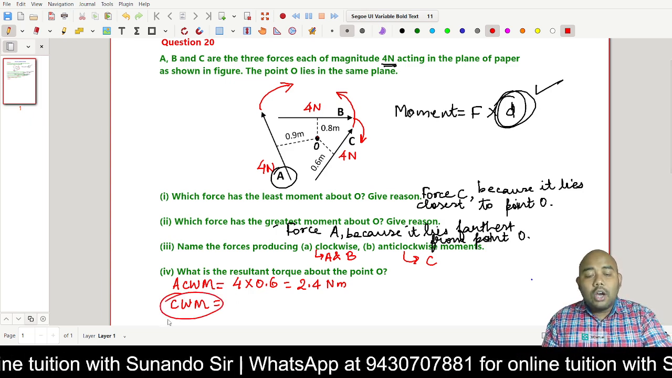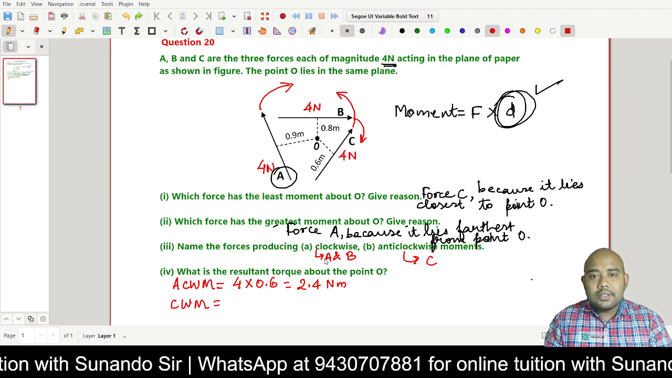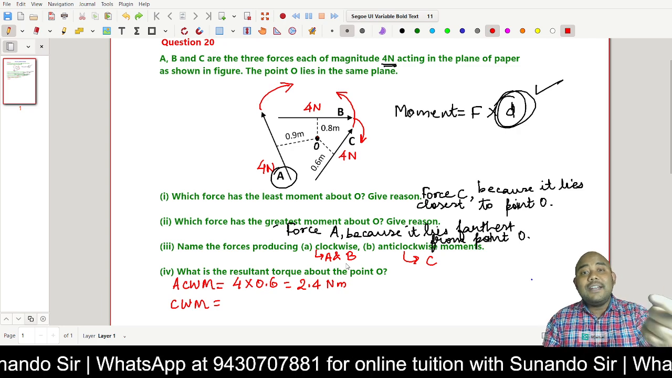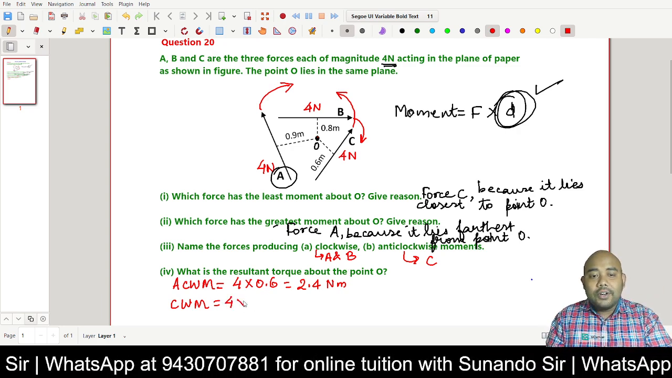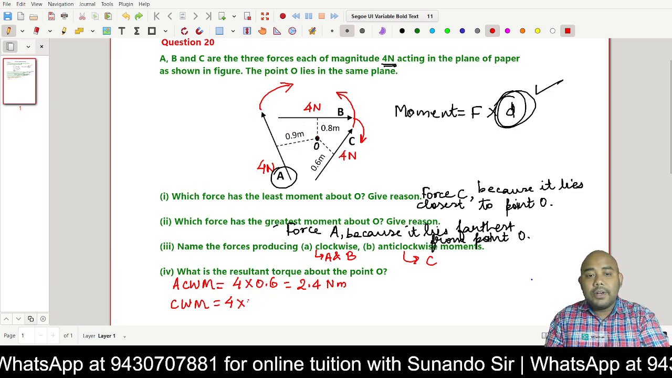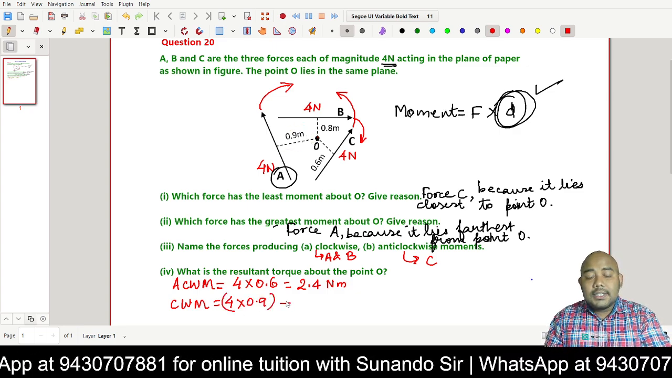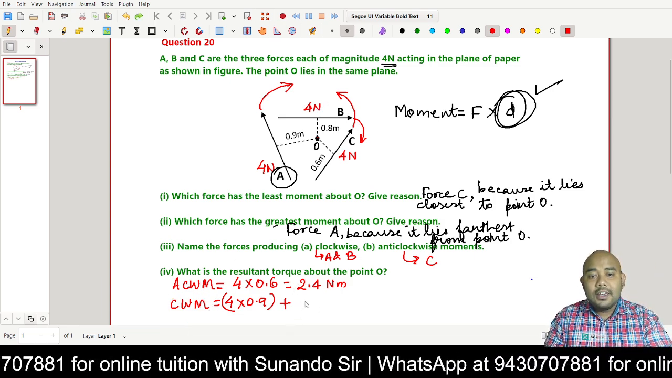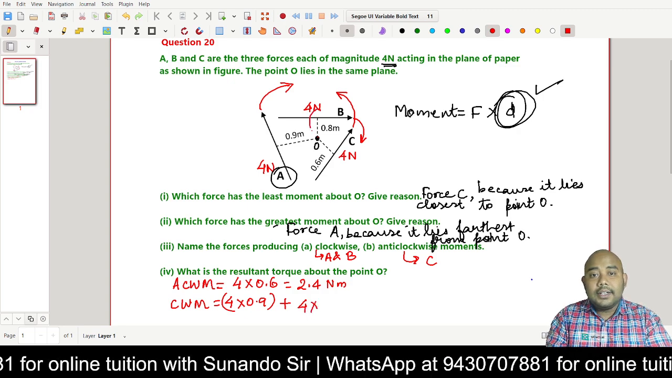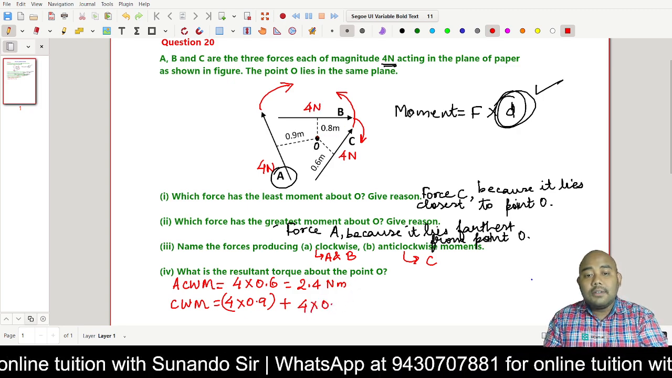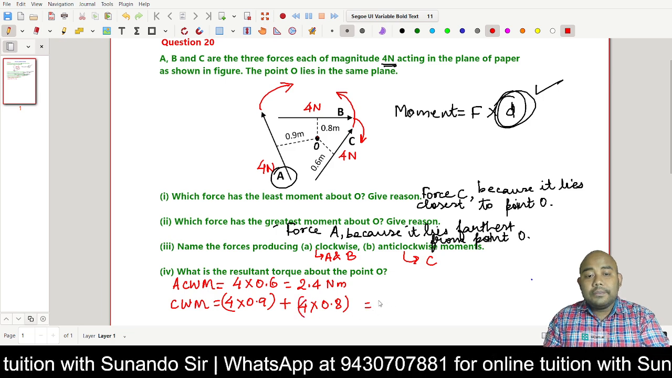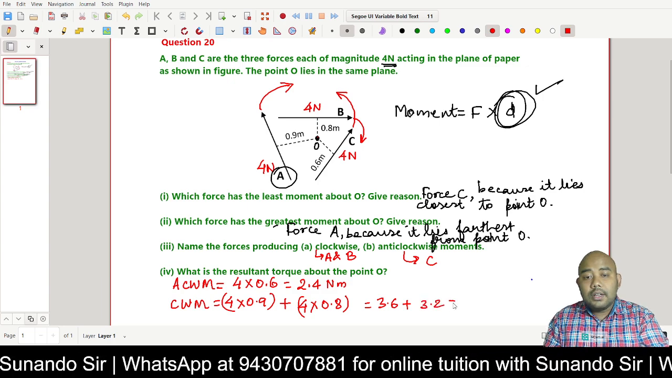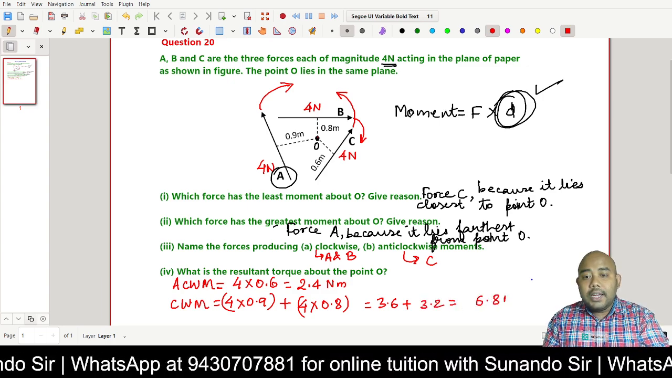What about the clockwise moments? As we have already inferred, clockwise moment is produced due to forces A and B. Force A is 4 Newton and it is acting at a distance of 0.9 meters. Plus the clockwise moment is also produced due to force B, which is also 4 Newton, and the distance of this force is 0.8 meters. Now we solve them. 3.6 plus 3.2, that is 6.8 Newton meter.